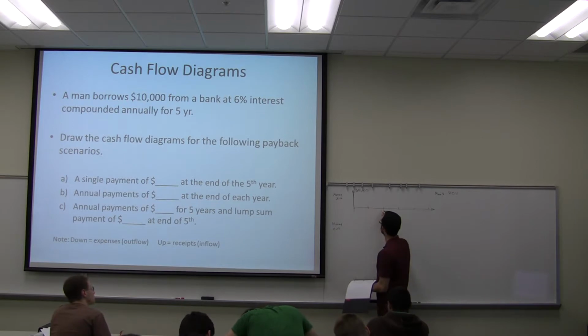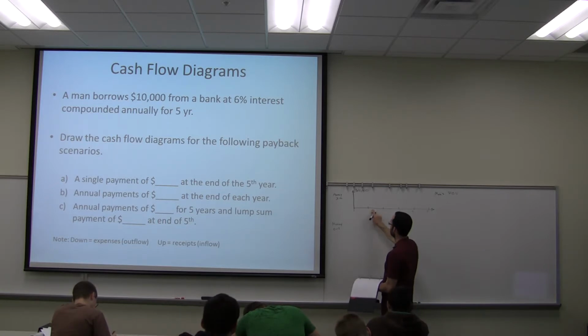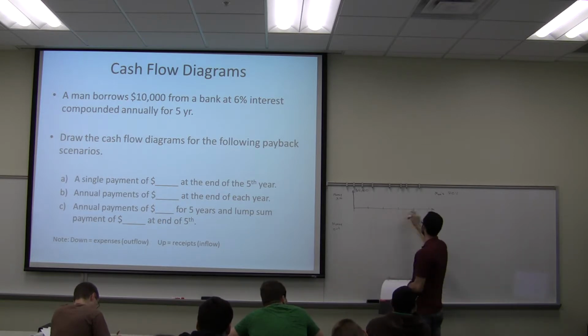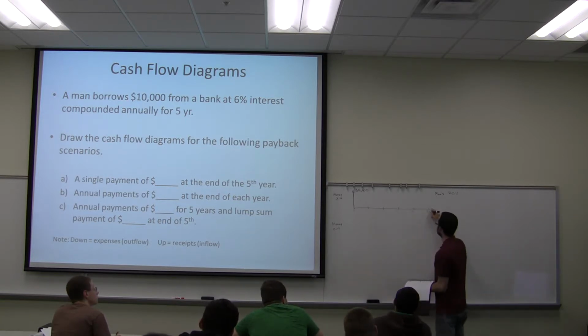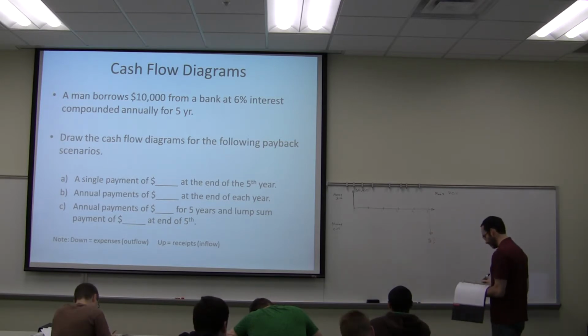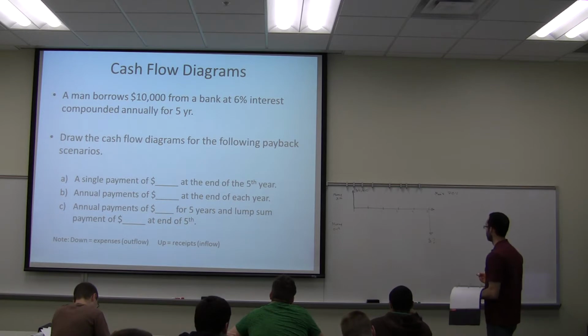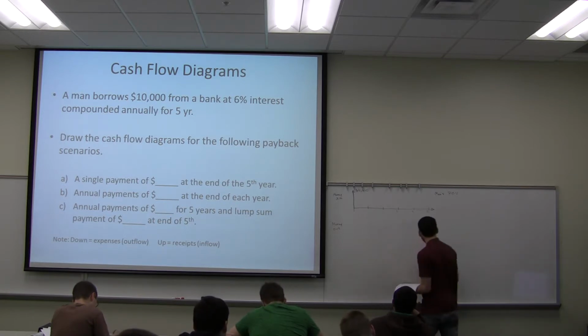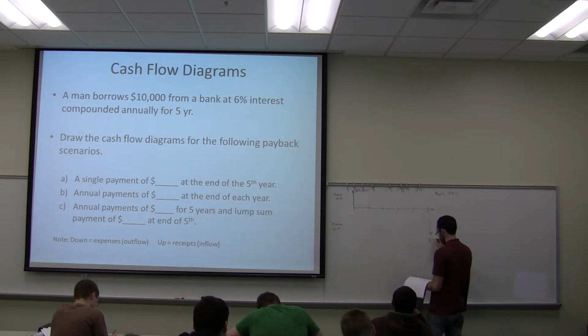So here's 1, 2, 3, 4, 5. Here's the first year, and 1 represents the end of the first year. Here's the 2nd year period, and this hash line is the end of year 2. So this is the end of year 5. He's going to have to pay back some amount, and we don't yet know what that is. It turns out that if we put that into the formulas that we saw before, it is going to be $13,382.